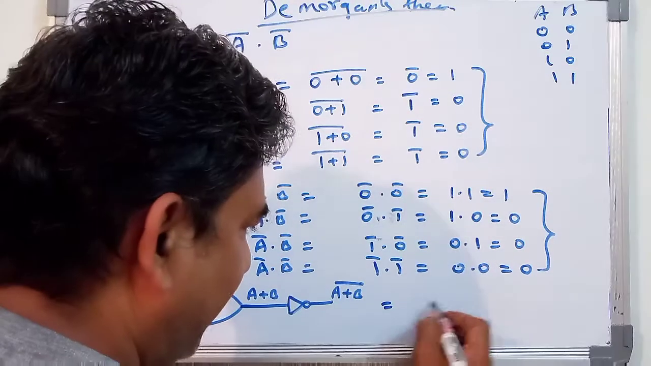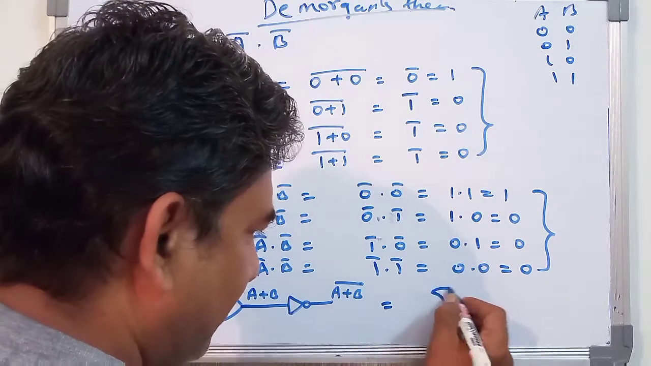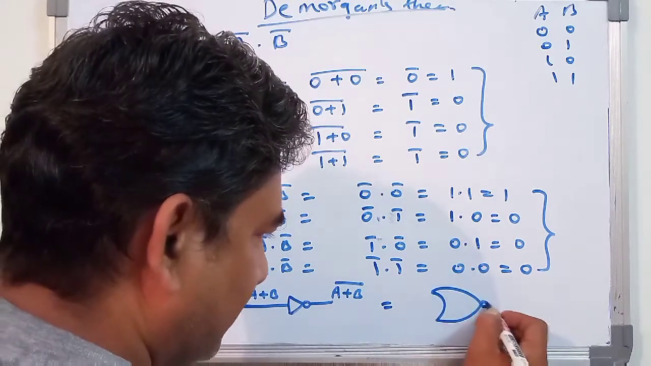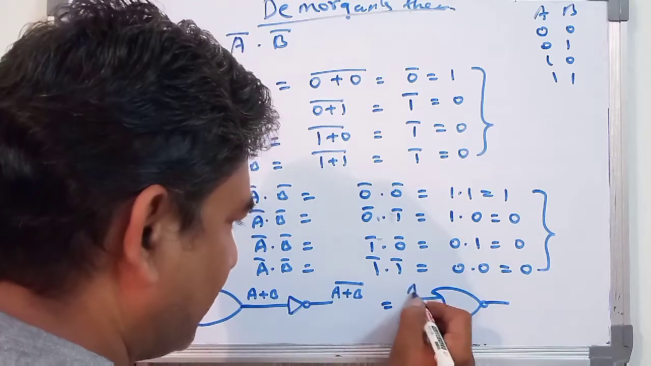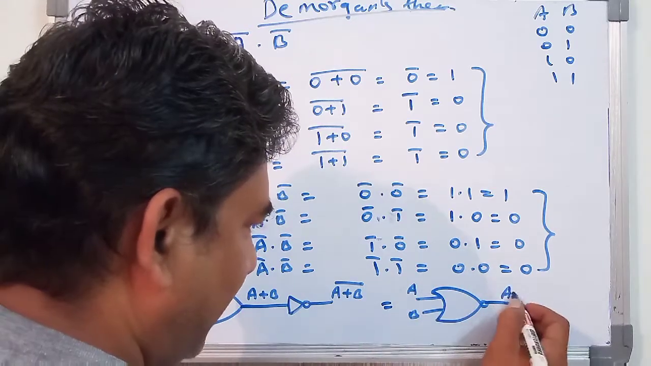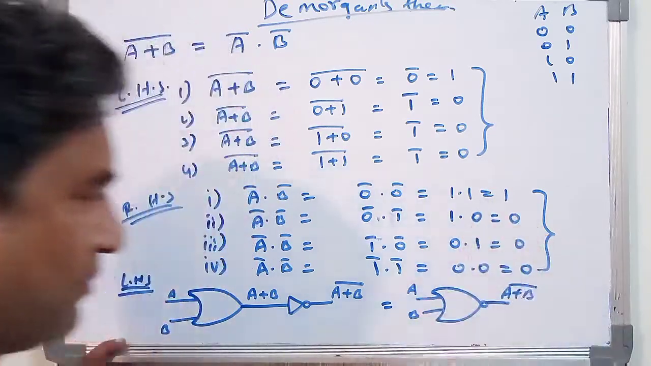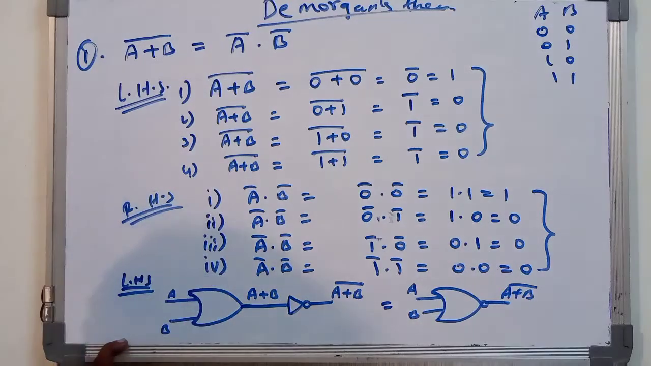Or you may directly draw it like this, the same thing, that is A plus B whole bar. It is all about the left hand side.